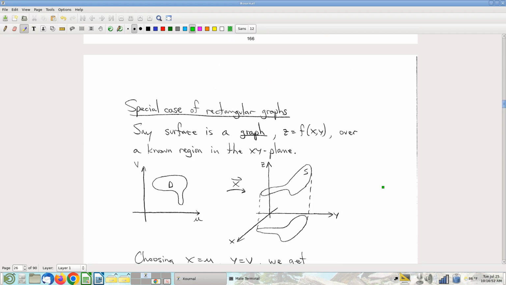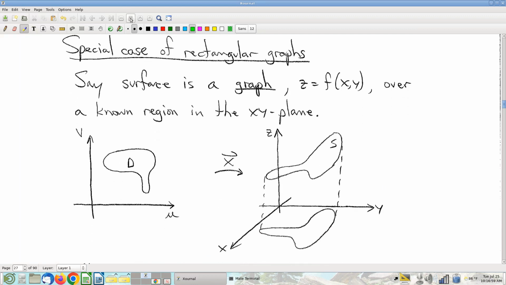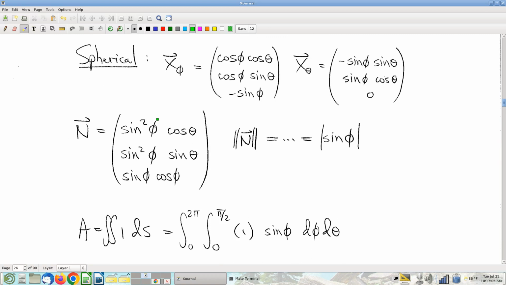Alrighty. Now here's a nice little special case. We've got an existing formula for our stretching. Oh yeah, question. Go ahead. Previous one. When we switch into spherical coordinates, do we not take into account rho squared, like the stretching factor? Oh, that's a great question. Let me talk about that.